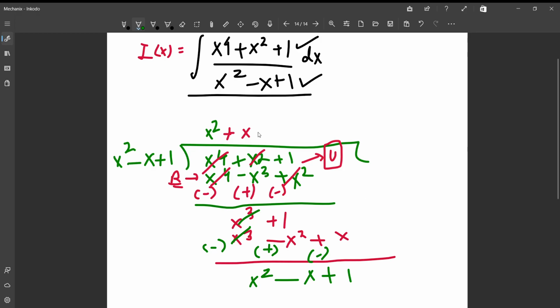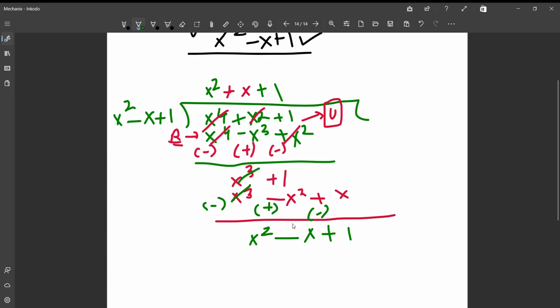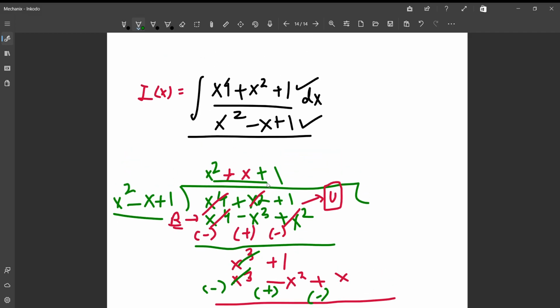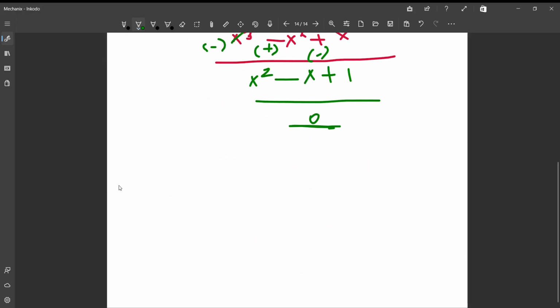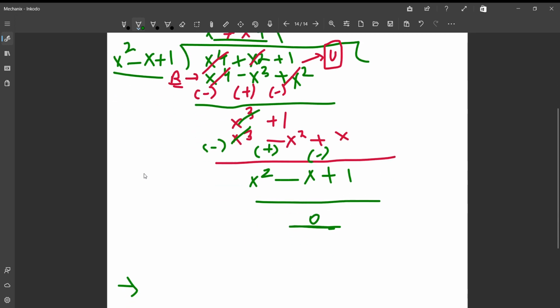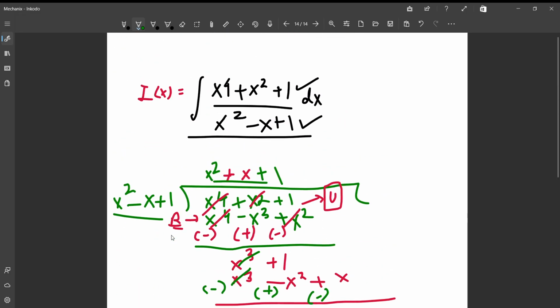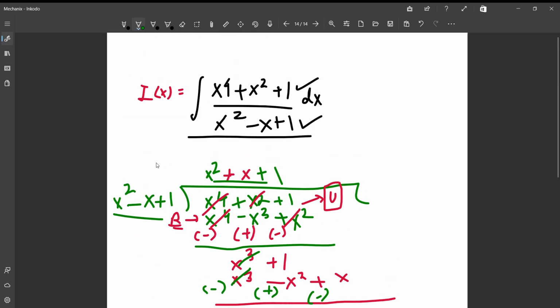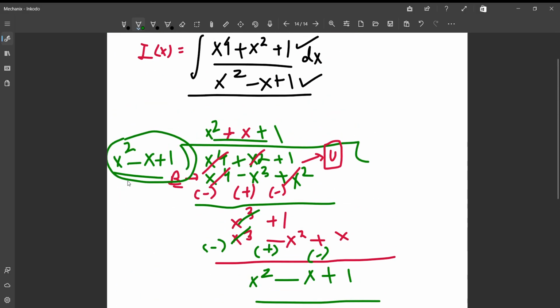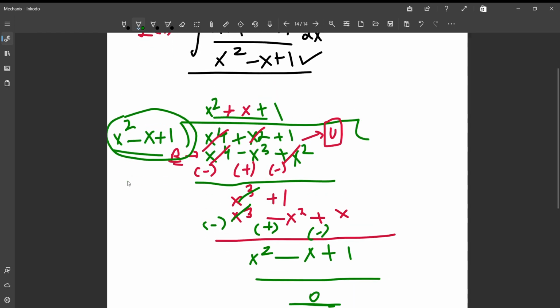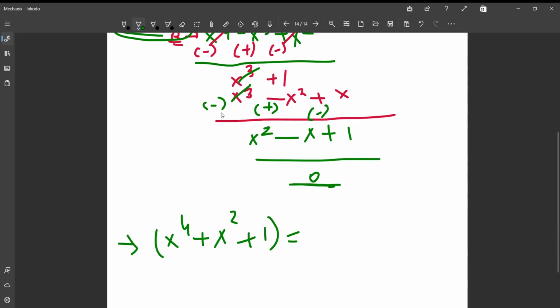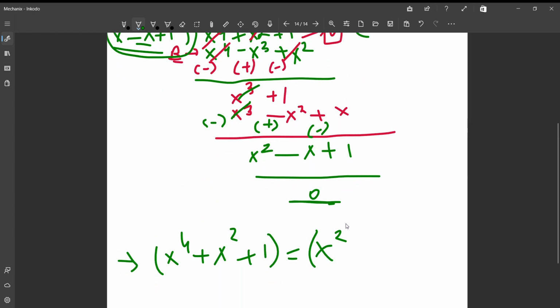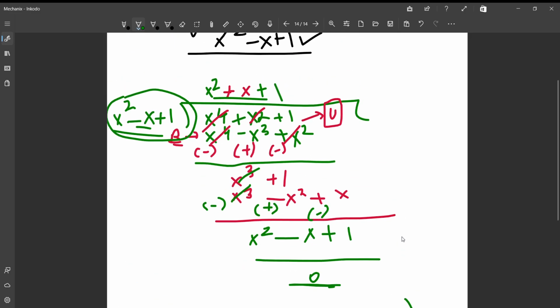And if we look at it properly, if I divide by x squared plus x plus 1 here, it perfectly divides it, leaving me with remainder 0. Right? So it's this into this plus 0. So the final thing we have using the remainder will be x power 4 plus x squared plus 1. It's nothing but the square of this, not exactly the square of it, because here is minus and here is plus. So it's going to be x squared minus x plus 1 into x squared plus x plus 1.